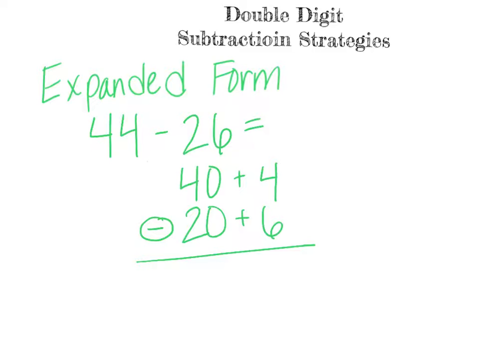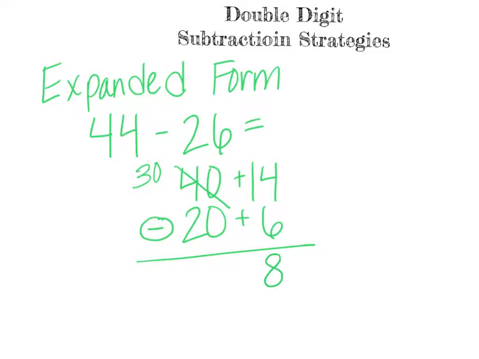Okay, so now I am looking at my ones place, and I see that I cannot take away 6 from 4 because I do not have enough. So that means I need to regroup. I'm going to cross out the 40 and write 30, and I'm going to take my 10 over to the ones place. So now I have 14 instead of 4. And now I can take away 6 from 14. That leaves me with 8.